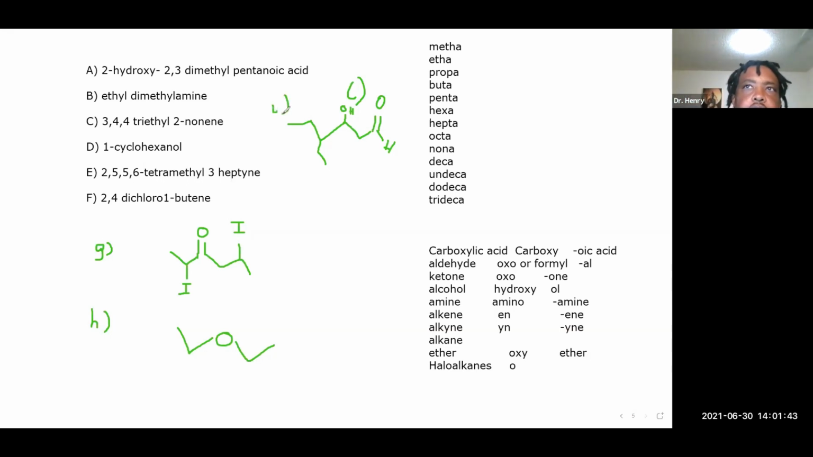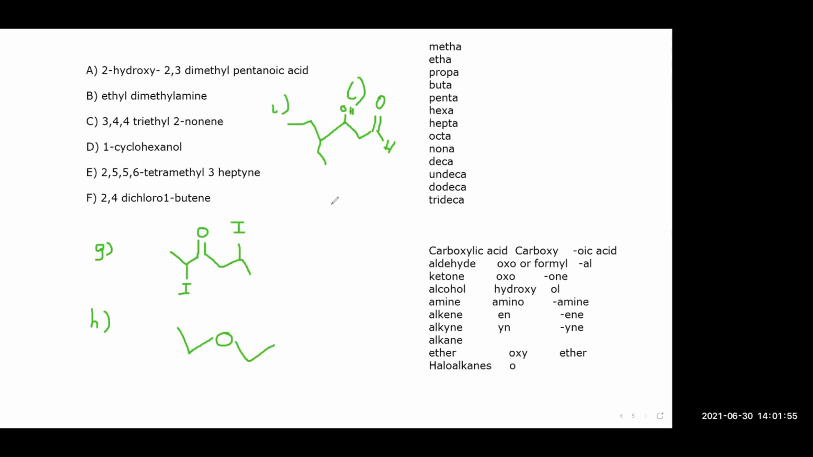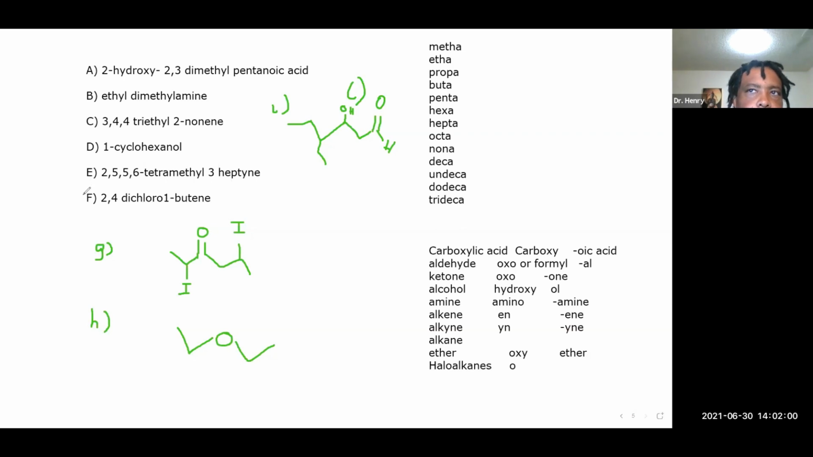Okay, so I have A through I. You guys see it? Okay. So for A through F, you have to draw the structure. For G through I, you have to give me the name.